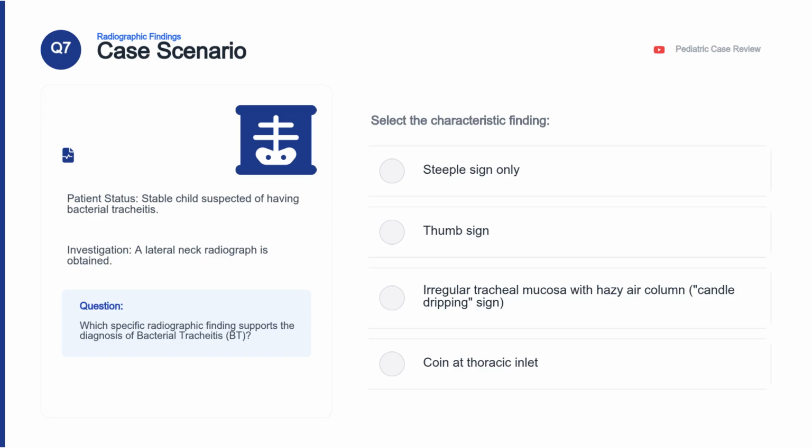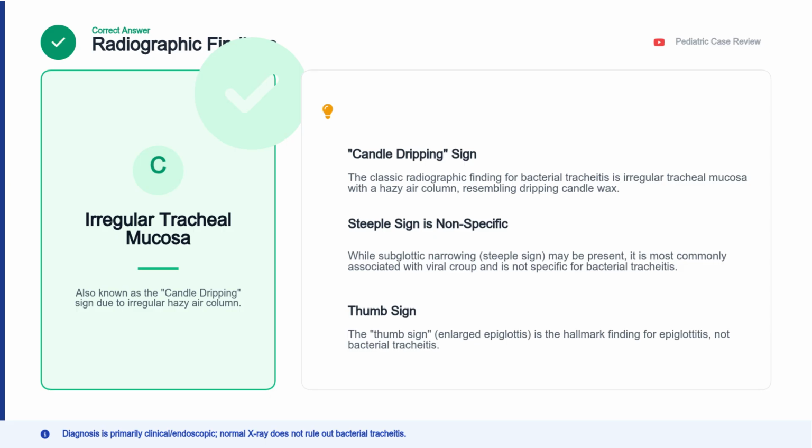Option A, steeple sign only. Option B, thumb sign. Option C, irregular tracheal mucosa with hazy air column, described as the candle dripping sign. Option D, radio-opaque foreign body at the thoracic inlet. The correct answer is C, irregular tracheal mucosa with hazy air column, known as the candle dripping sign.